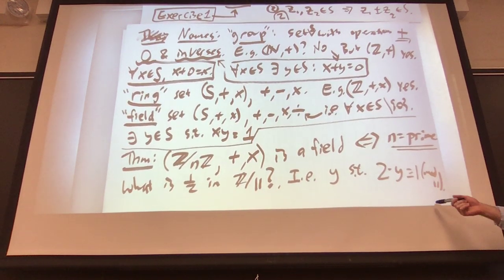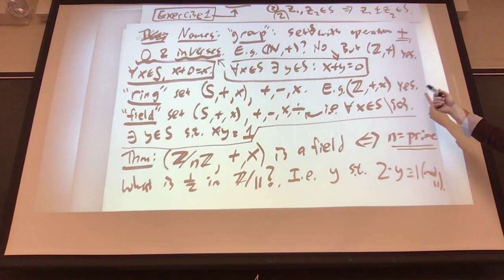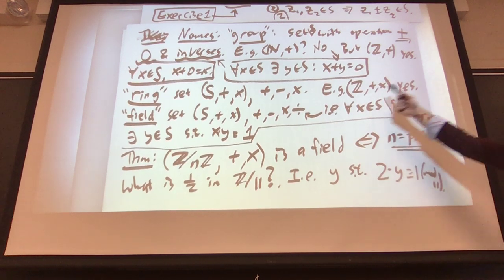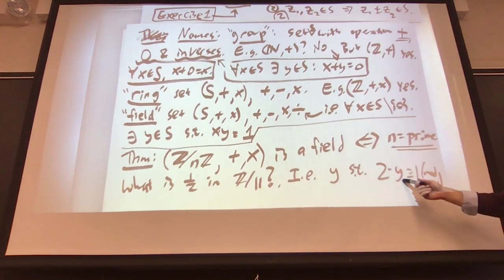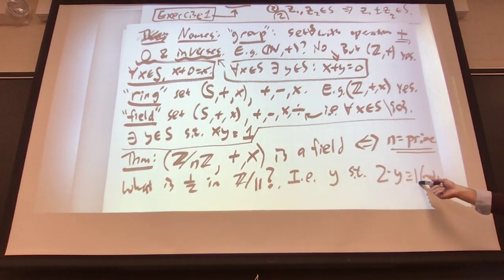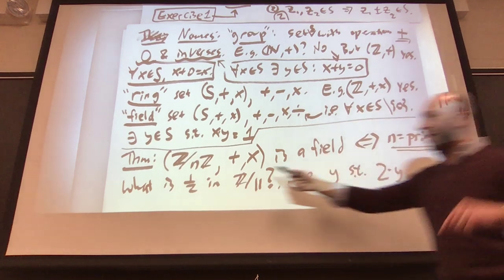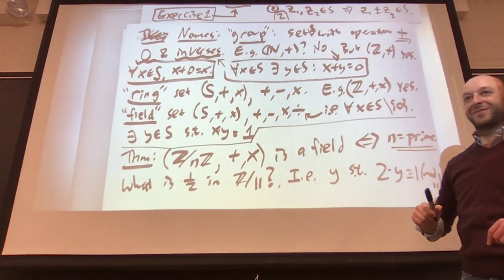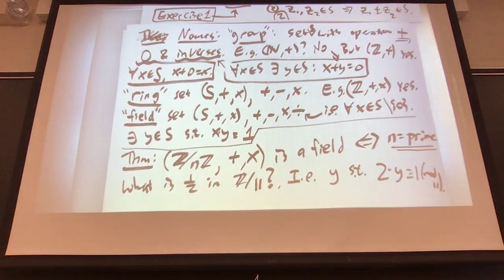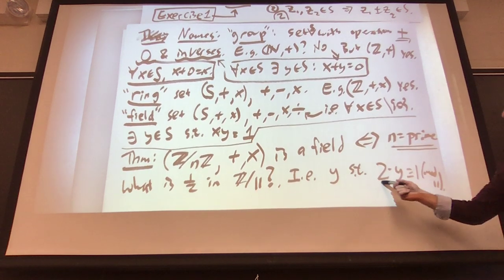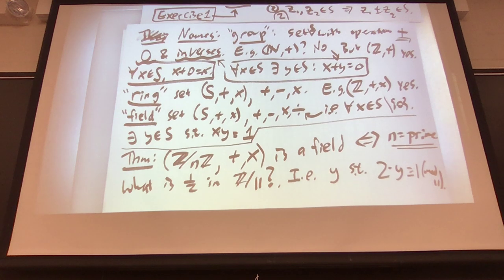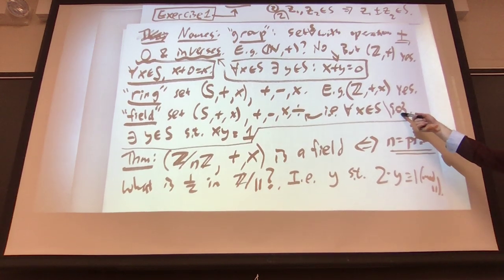In the integers, this equation has no solutions. The integers do not form a field. They form a ring. We can add, subtract, and multiply, but we cannot divide. There's not an integer so that twice that integer is 1. But when we look at modular arithmetic, especially for the prime moduli, we can always divide unless we're dividing by 0.